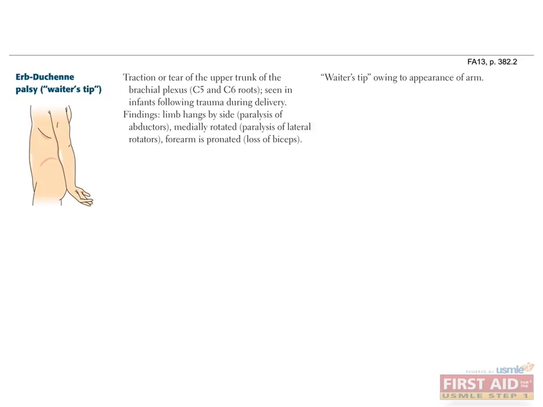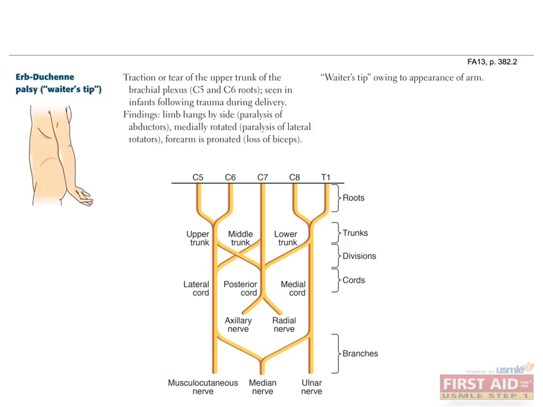Clinically, patients present as the picture indicates, with a limb hanging by the patient's side, medially rotated, with a pronated forearm. This occurs because of the loss of some of the abductors, namely the C5 and 6 roots, and their contribution to the axillary nerve, as well as the loss of the lateral rotators and biceps, which derive innervation from C5 and 6 roots via the musculocutaneous nerve.